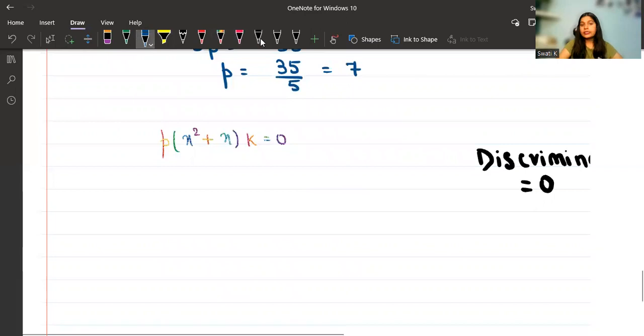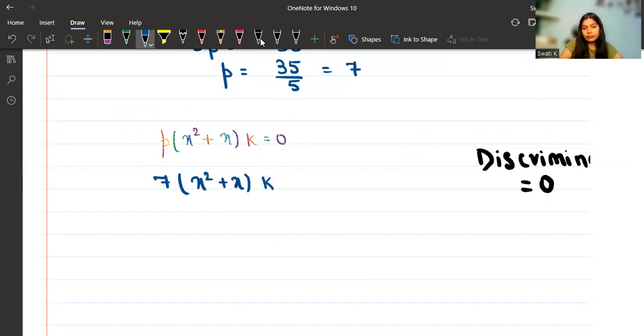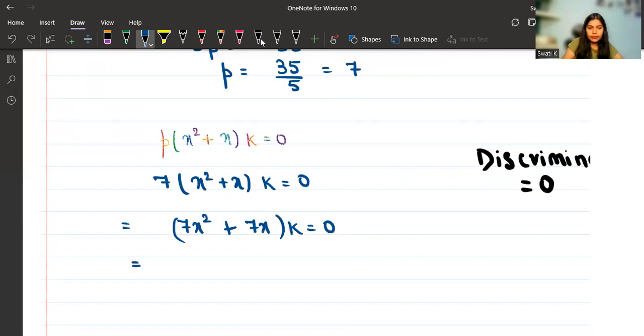Okay, so let's find out what is discriminant. First of all, let us convert this into the standard form of quadratic equation, because we already got the value of p, which is 7. So this will become 7 into (x square plus x) into k that we have to find equals 0. Now this we can of course write down as 7 into x square, 7x square, and then plus 7 into x as 7x. And then of course we have k also, right? So this we can write down as 7kx square plus 7kx equals 0. This is what we have got.